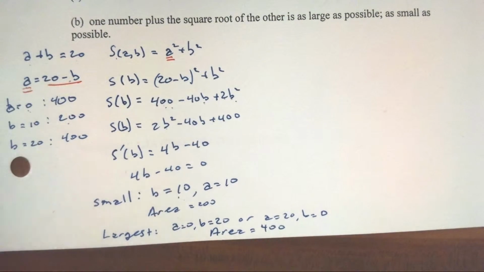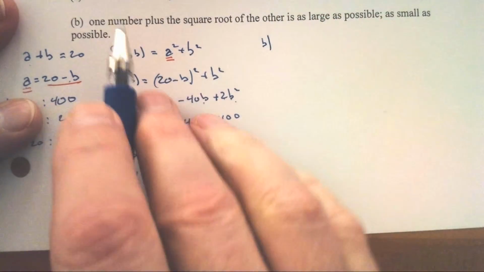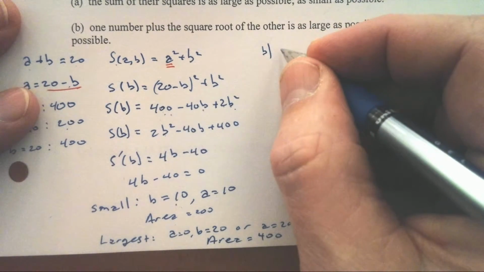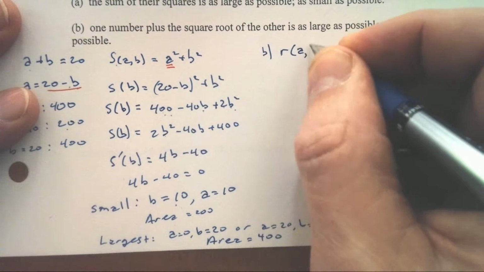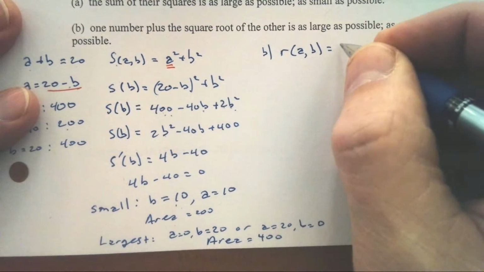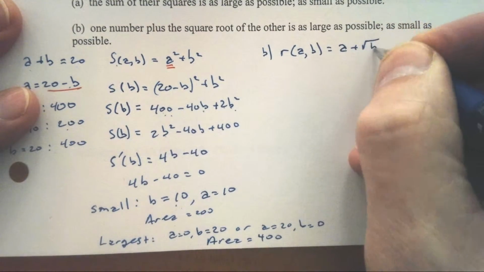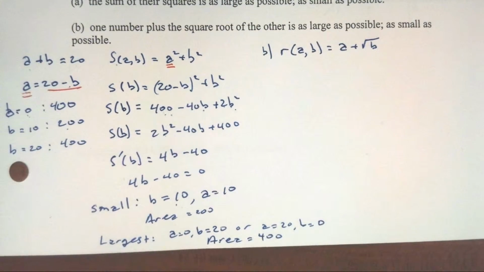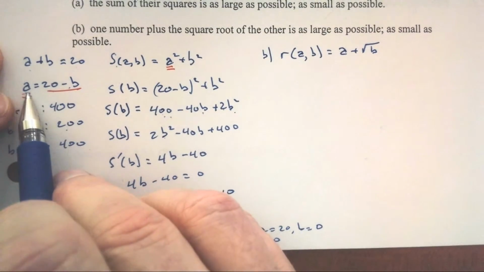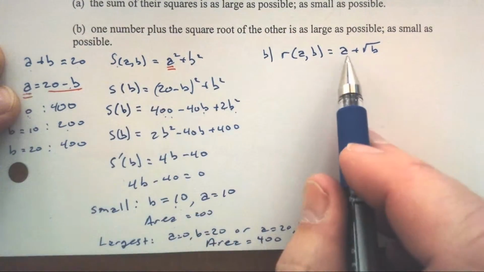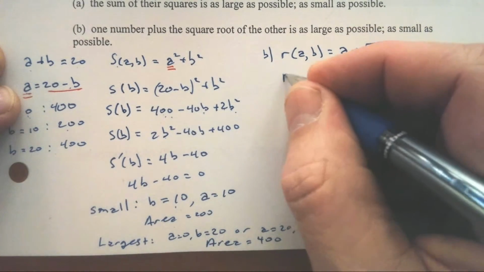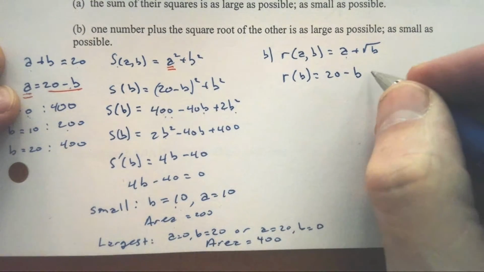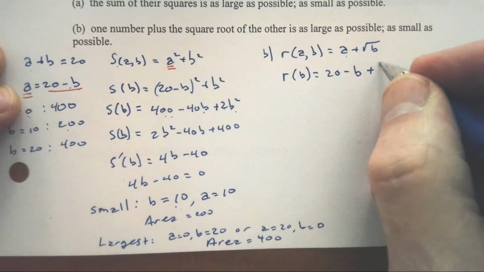Okay. All right, then part B, one number plus the square root of the other. So that's going to be, I'm just going to call it R of AB. One number plus the square root of the other number is as large as possible, as small as possible. So A, again, can be replaced by 20 minus B. So R based solely on B could be 20 minus B plus square root of B. I'm going to write it as B to the 1/2.